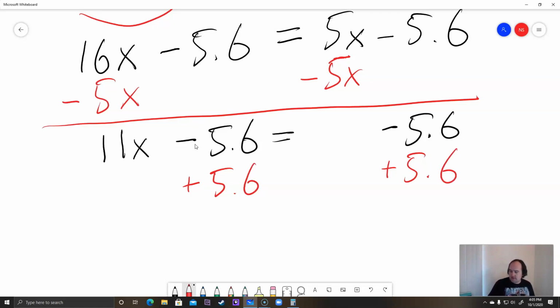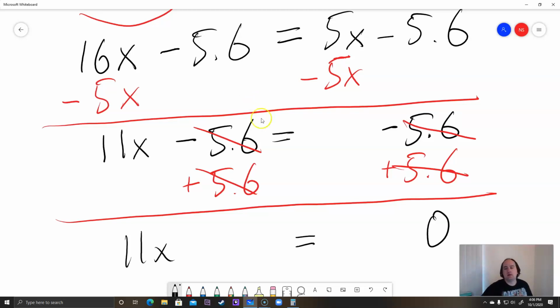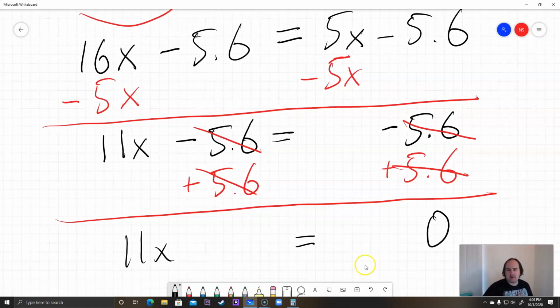then something interesting happens. On the left side, the 5.6 is canceled. On the right side, 5.6 minus 5.6 is also 0. So on the right side, because we have nothing over there, we have to write 0. Okay, so our new equation now is 11x equals 0. Okay, that doesn't happen a lot, but it happened in this problem.